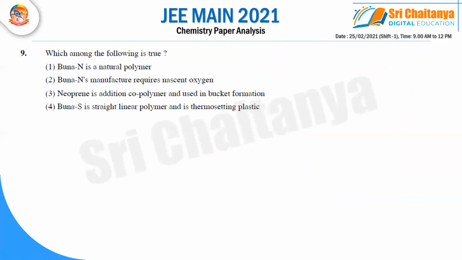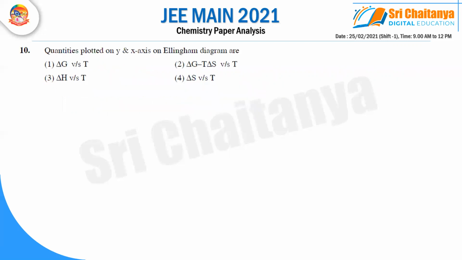Next, we have which of the following is true. So when you go by elimination, this becomes very easy, but if you go by theory, then it becomes very difficult. So Buna N is not a natural rubber, so I'll eliminate this. Neoprene is an addition copolymer. Okay, that is correct. But used in the bucket formation, that is incorrect. Buna S is a straight linear polymer. Okay. Thermosetting plastic. No, that is also incorrect. So I am left with only the second option, that Buna N requires nascent oxygen during its manufacture.